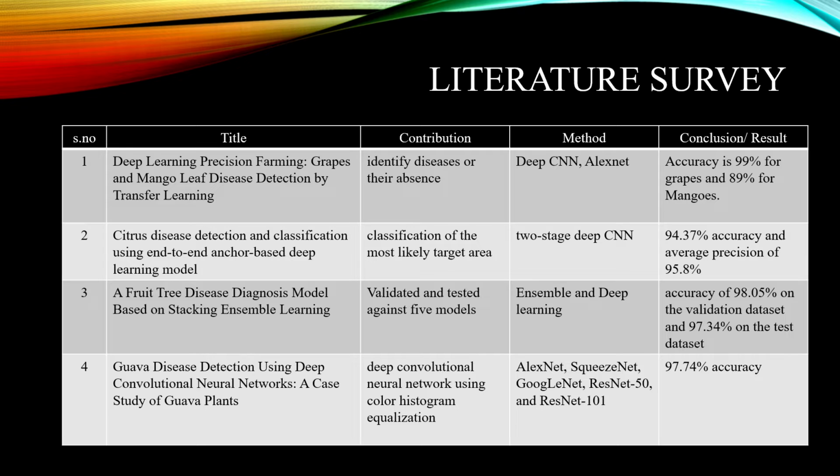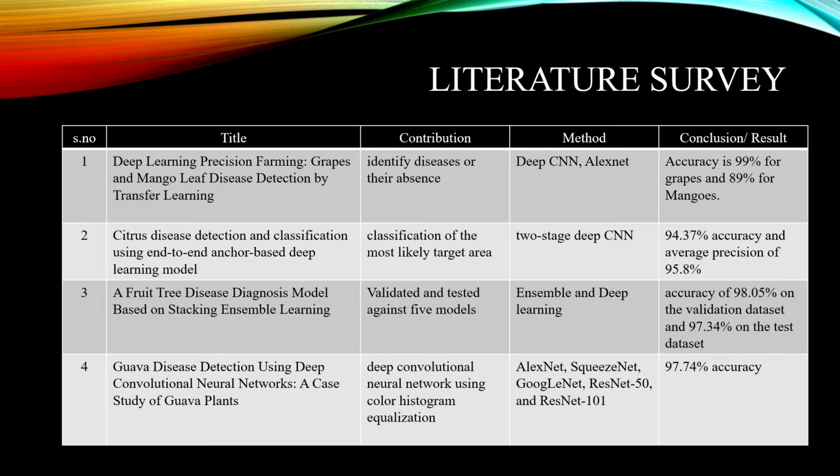Next, citrus fruit disease detection and classification using an end-to-end anchor-based deep learning model. They classified the most likely target area and made use of two-stage deep convolutional neural networks, and 94.37% accuracy was observed with an average precision of 95.8%. Then, a fruit disease diagnosis model based on stacking and ensemble learning, validated and tested against 5 models, ensemble and deep learning. An accuracy of 98.05% was observed on a validation dataset and 97.34% on the test dataset.